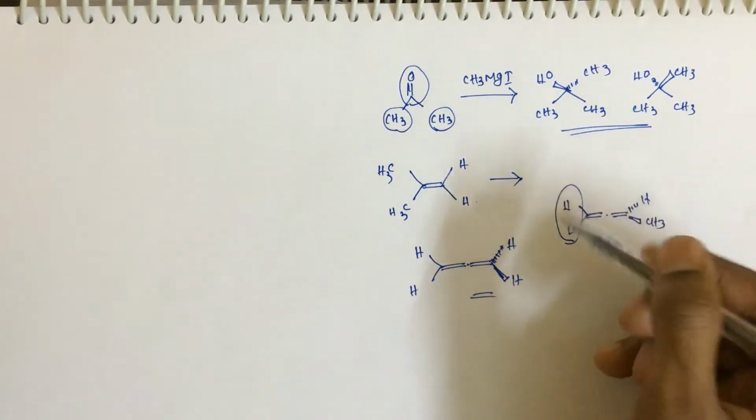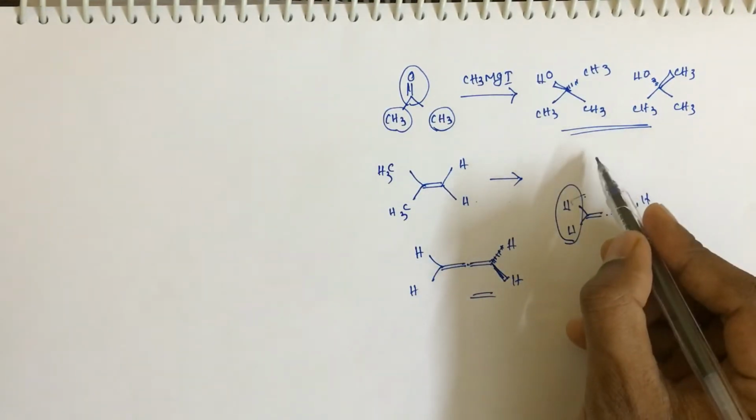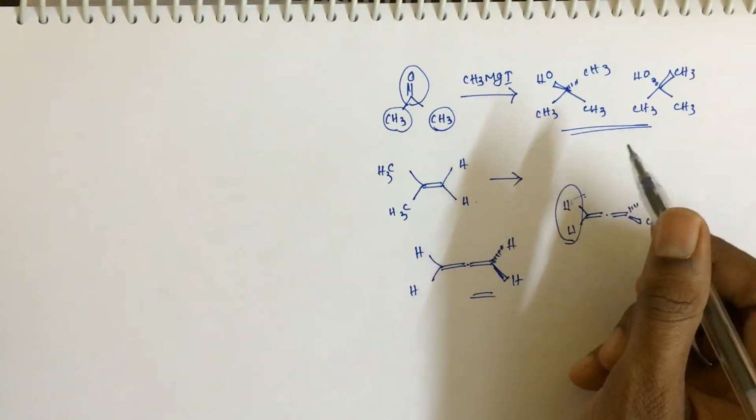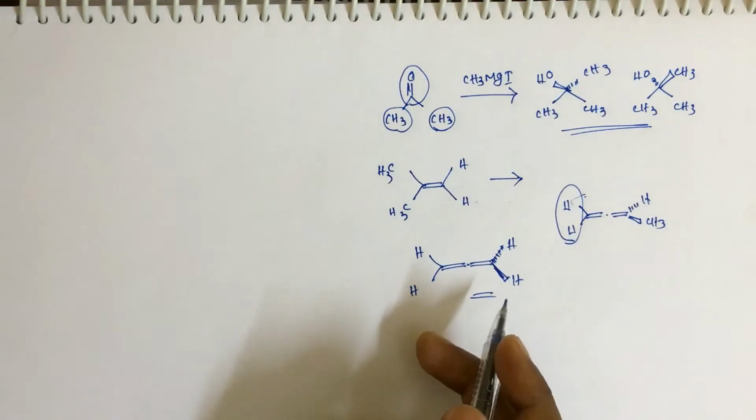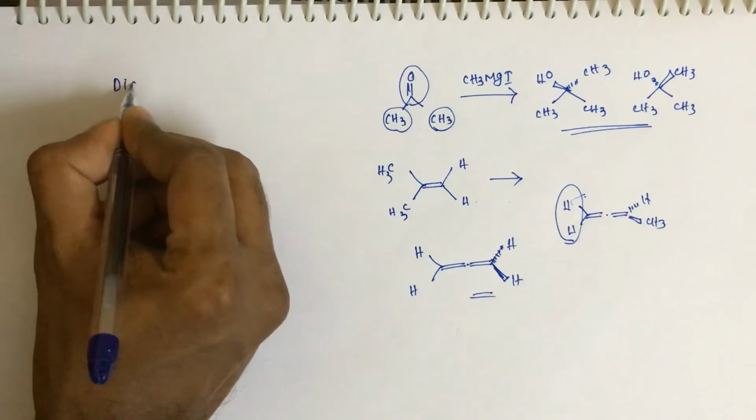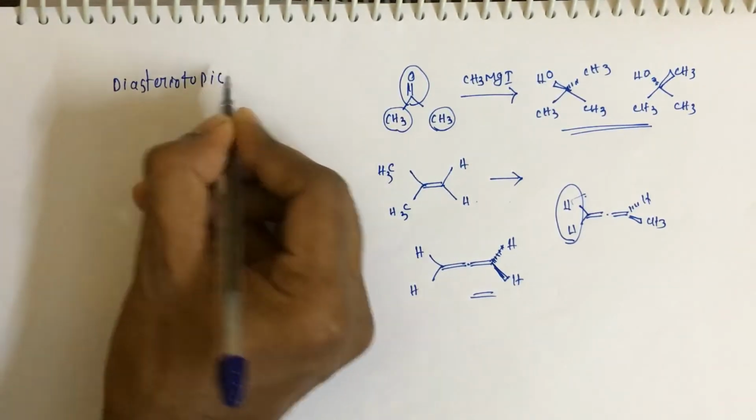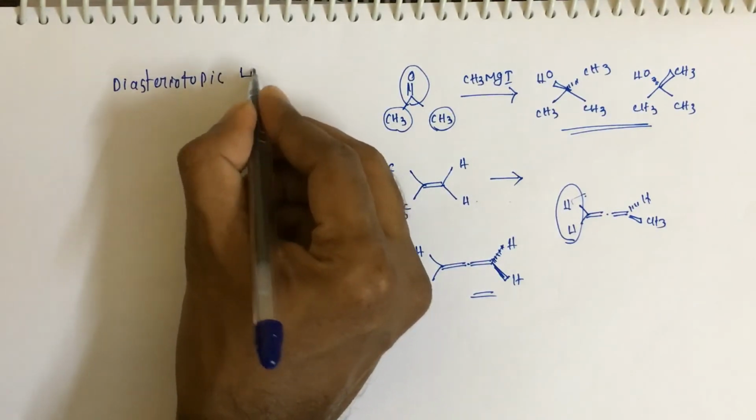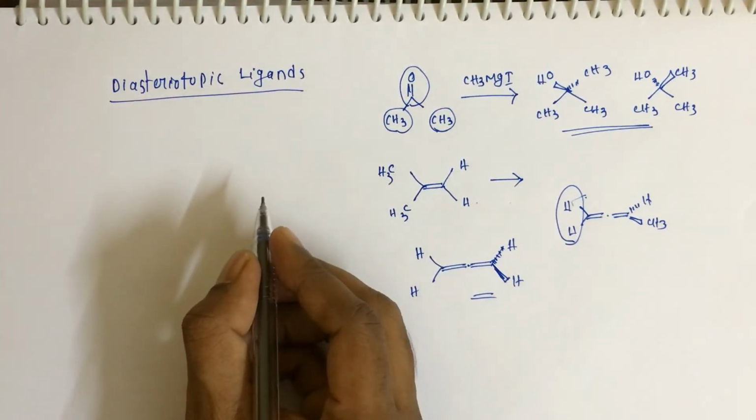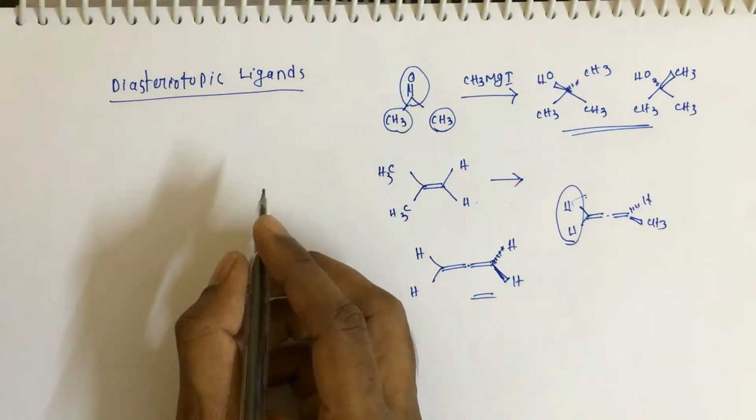I'm telling small things only now, but I will make one more video in which I will be discussing important problems also. So this is about the homotopic faces. Now the next one is the diastereotopic face, diastereotopic ligands. This is very important. From the examination point of view, diastereotopic ligands are very important, as well as enantiotopic.